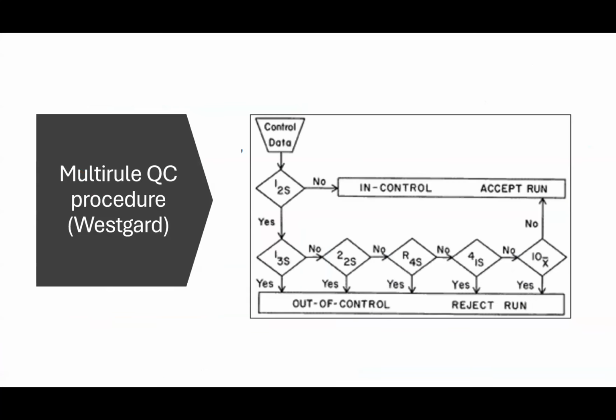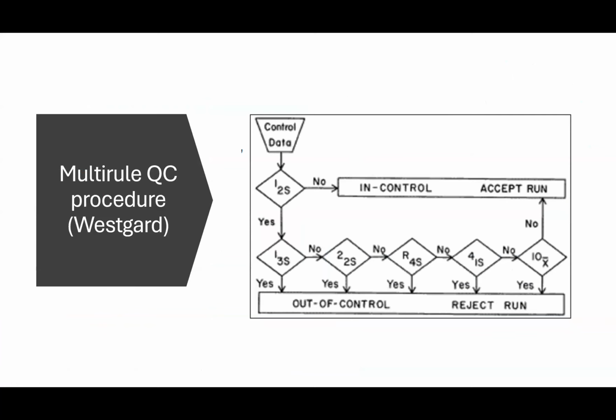And so there's not just those single rules, there's also a multi-rule QC procedure, perhaps beyond the scope of this lecture but something you can look at afterwards, where you would go along a control process, not just looking at a single rule, but multiple rules in a row.